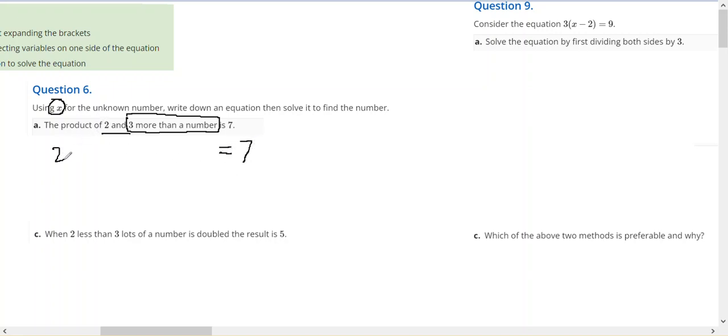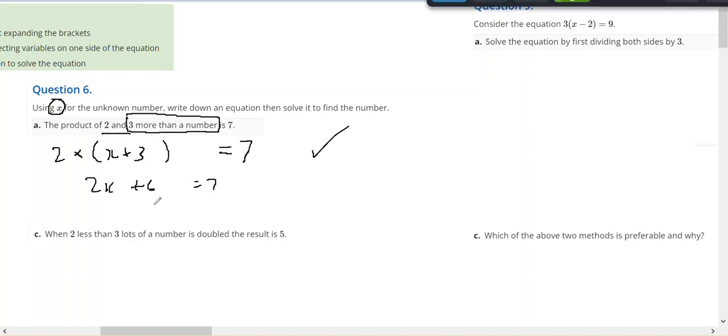The product, so 2 times 3 more than a number is 2 times x plus 3. So there's my equation. 2 times x is 2x, 2 times 3 is plus 6, equals 7. I'm going to minus 6 from both sides. So 2x equals 1. Divide both sides by 2, x equals 1/2. So my number was a half to start off with.